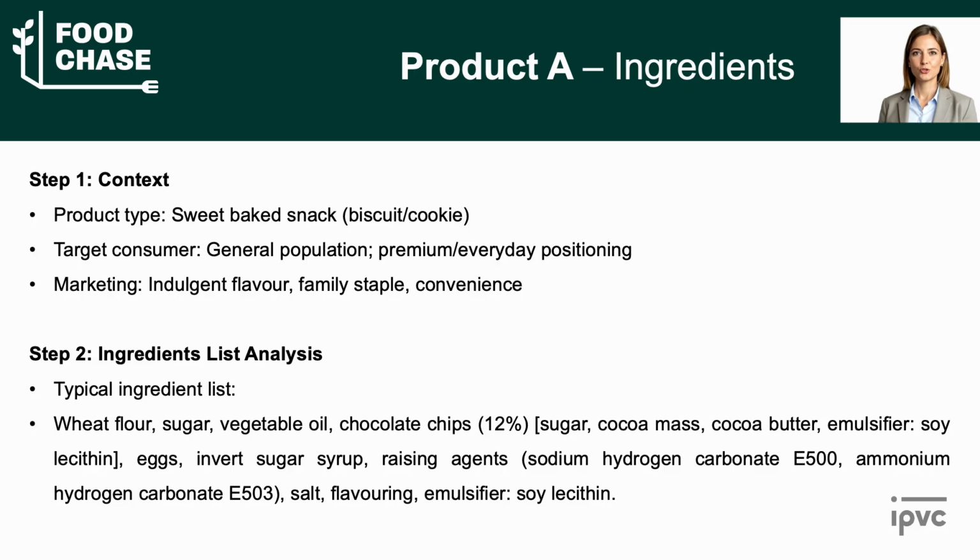Step 2. Ingredients list analysis. Typical ingredient list: wheat flour, sugar, vegetable oil, chocolate chips (12%: sugar, cocoa mass, cocoa butter, emulsifier soy lecithin), eggs, invert sugar syrup, raising agents (sodium hydrogen carbonate E500, ammonium hydrogen carbonate E503), salt, flavoring, emulsifier (soy lecithin).